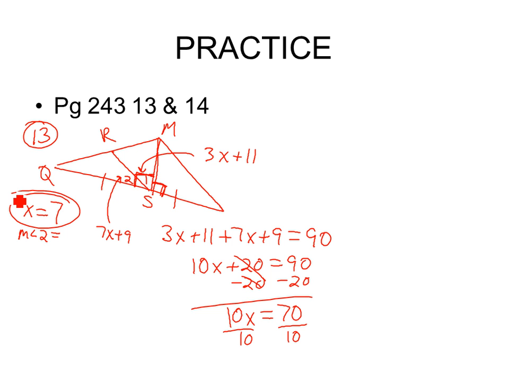Now to find angle 2, we just have to plug back in right here. If x equals 7, then 7 times 7 plus 9, that's 49 plus 9. 49 plus 9 is 58, so angle 2 has to be 58 degrees.